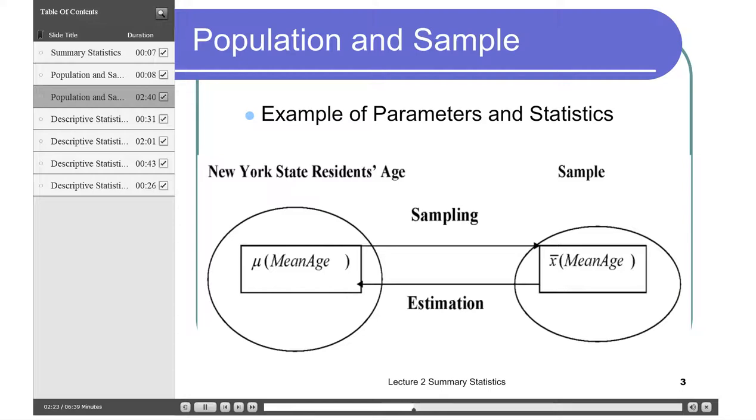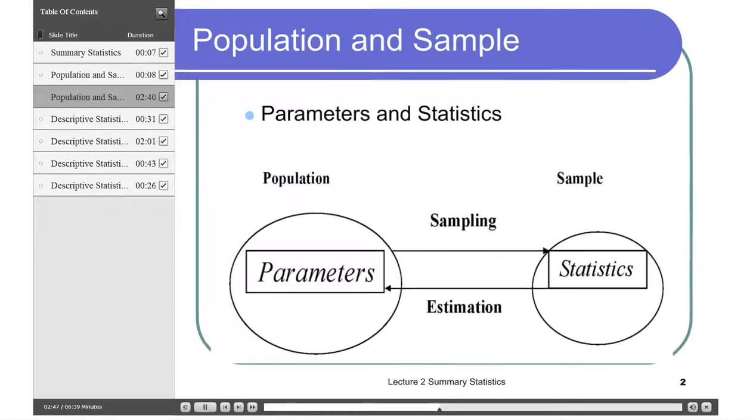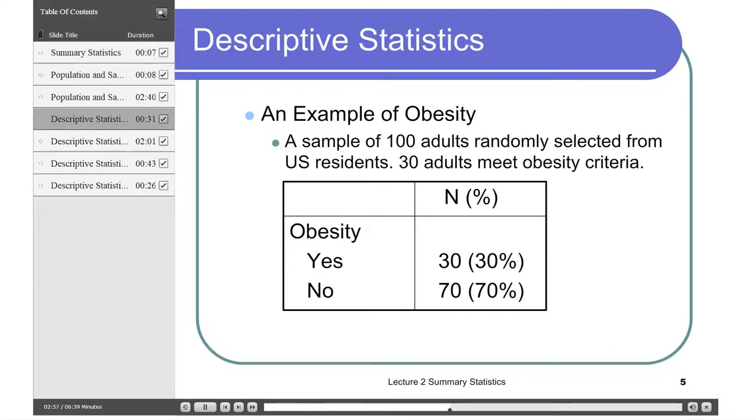A couple other terms that are present on this slide are the ideas of parameters and statistics. Parameters are any numbers that are related to the population. So in this case, the population mean, the actual average age of everyone in New York. That's a parameter. Whereas a statistic is some value that's related to the sample, in this case, the sample mean. So the average age of the people in our sample is a statistic. This slide just emphasizes that idea that parameters are values that are related to the population and statistics are values related to the sample.